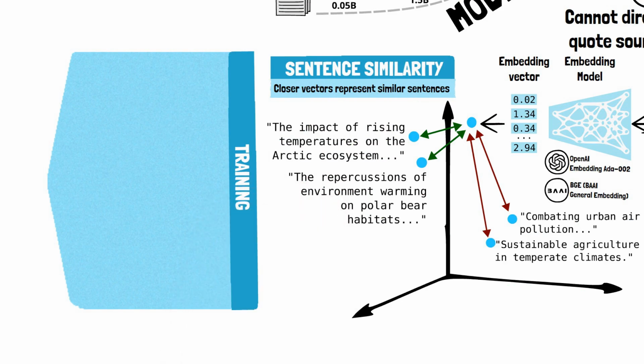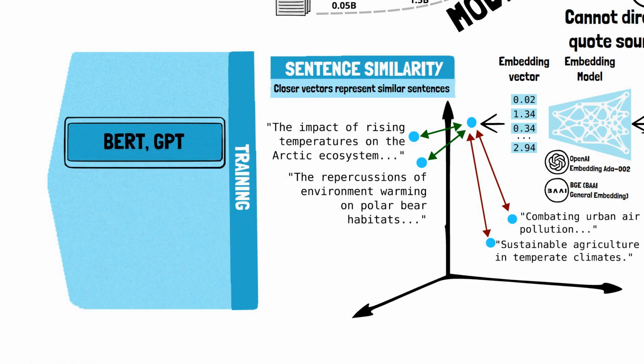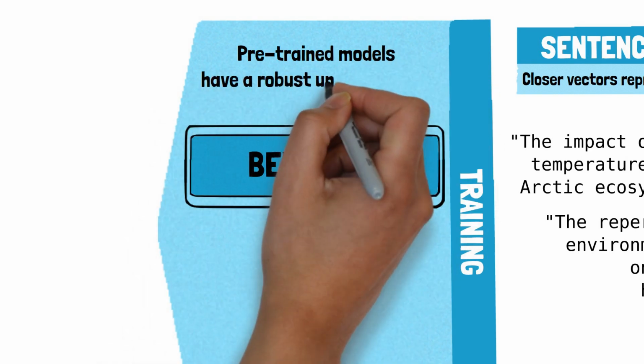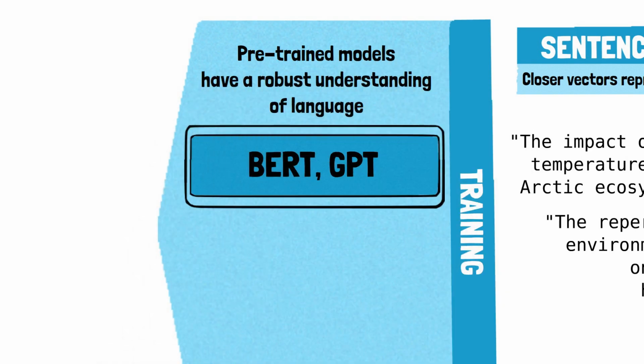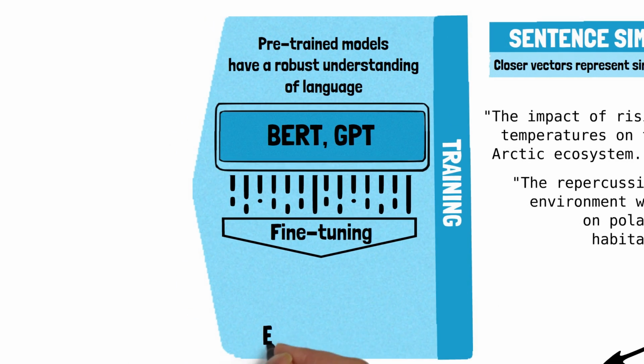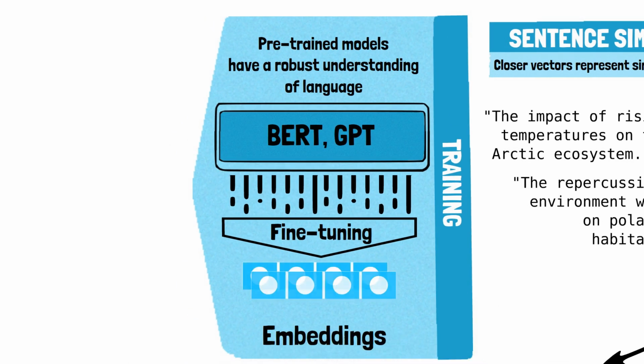But before we look at all of this, I thought it would be good to spend a few minutes talking about how we train embedding models for sentence similarity. The training process for sentence embedding models often begins with a pre-trained language model like BERT or GPT. These models have been trained on extensive text, giving them a robust understanding of language. We fine-tune these models to output embeddings that can be used to perform semantic searches.